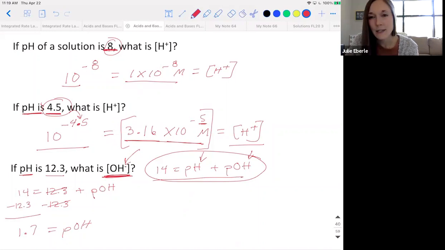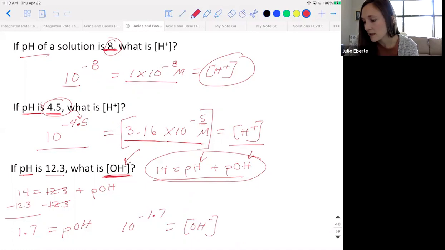So how do we get OH minus concentration from pOH? Well, how have we been getting H plus concentration from pH? You do 10 to the negative pOH in this case. We were doing 10 raised to the negative pH to get the concentration of H plus. Same thing with OH minus. We'll do 10 to the negative 1.7, which will equal the concentration of OH minus. What we're saying is 10 to the negative pOH equals the concentration of OH minus.